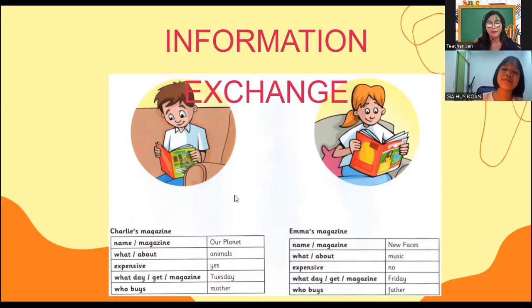I think Charlie's family is rich. Charlie's family is rich and Emma's family, no, I did not say Charlie's family is poor. I say Charlie's family is rich. Okay. What day does Charlie get the magazine? On Tuesday. Yes. And Emma? Emma gets the magazine on Friday. Yes. Who buys the magazine of Charlie?